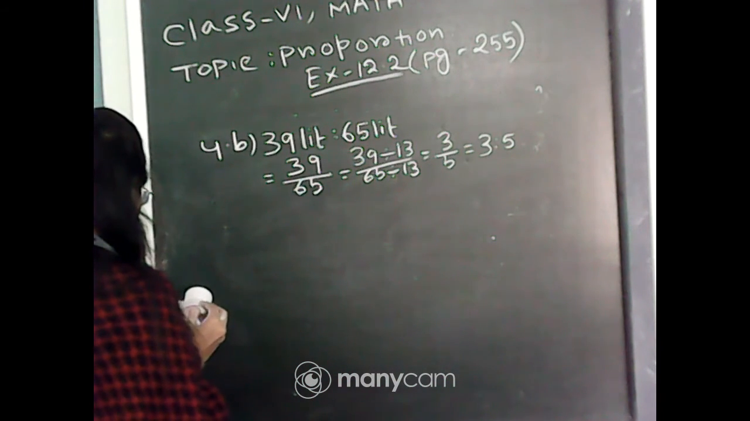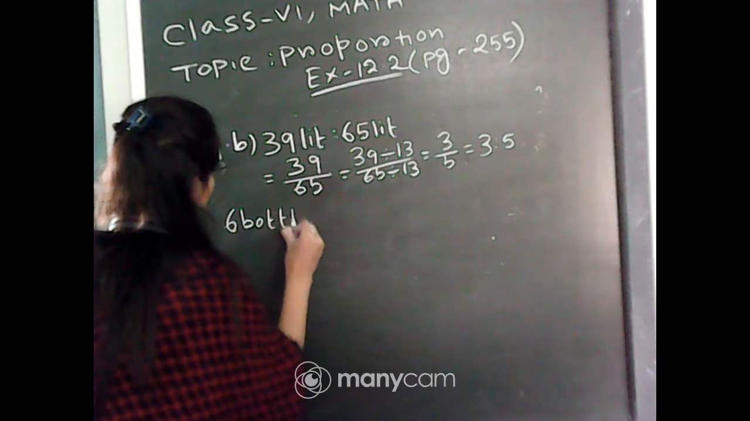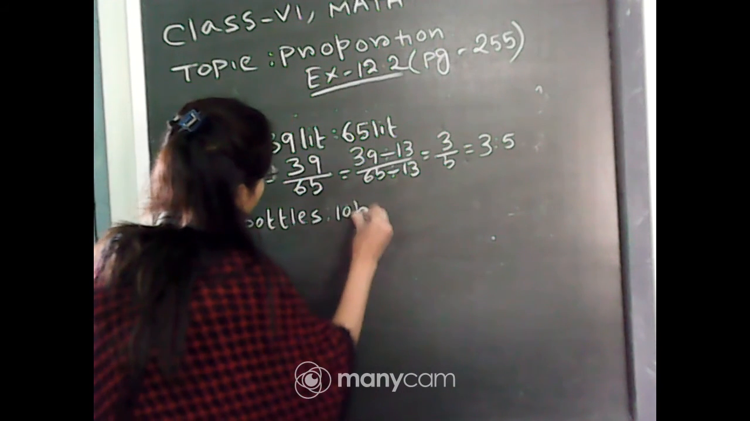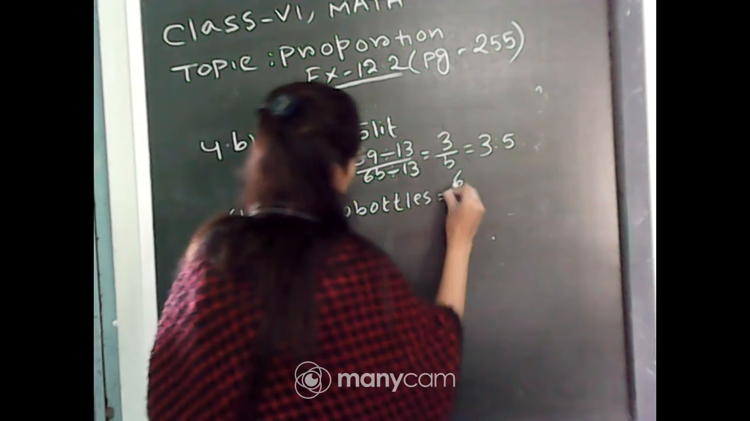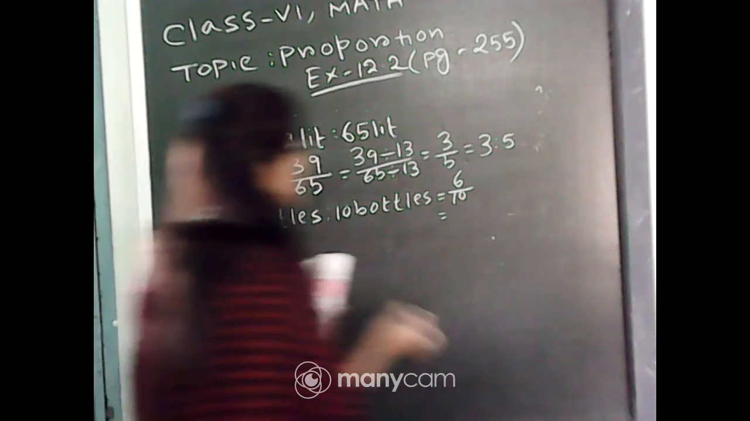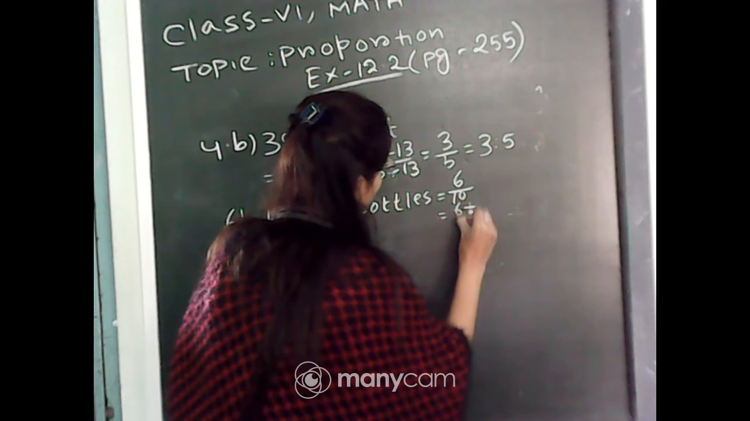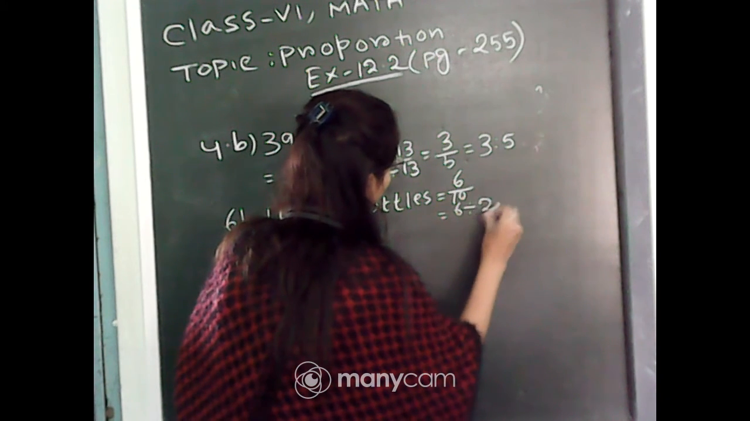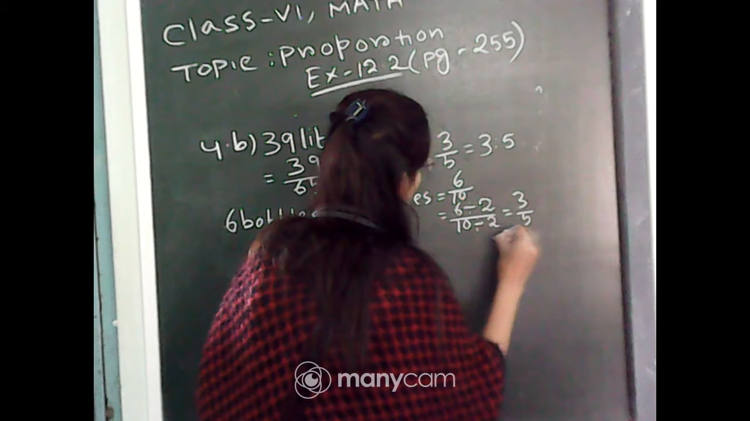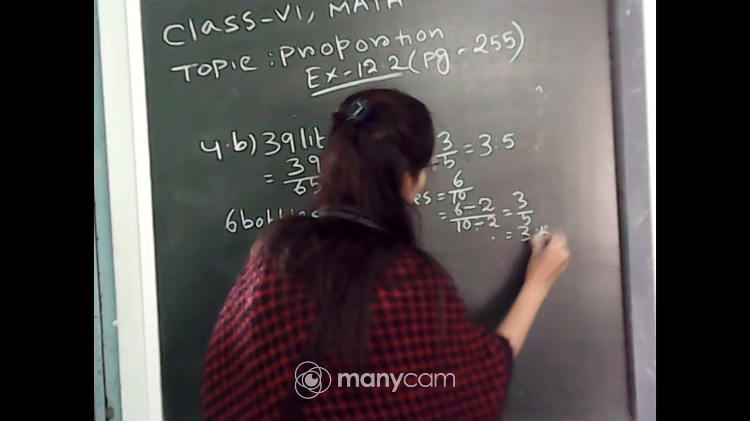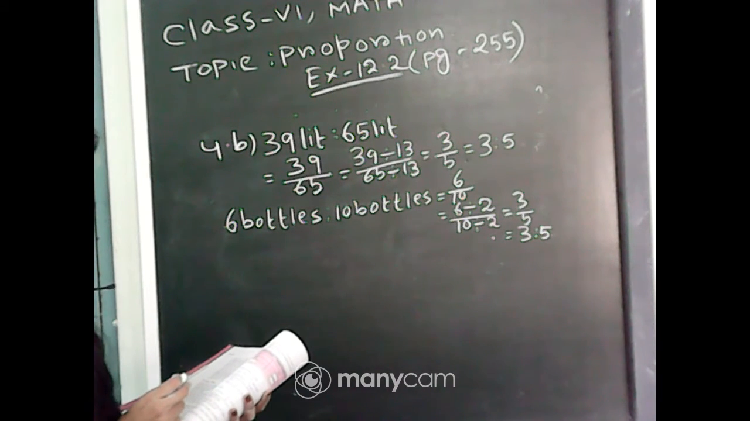Again we find the ratio of 6 bottles and 10 bottles. 6 bottles is to 10 bottles is equal to 6 divided by 10. Now HCF of 6 and 10 is 2. Therefore, to get the simplest form, we divide both the numerator and the denominator by 2, and we get 3 divided by 5. That is 3:5. We see that both the ratios are equal.